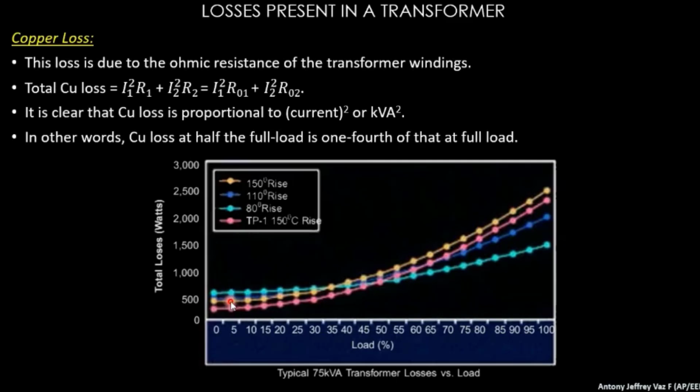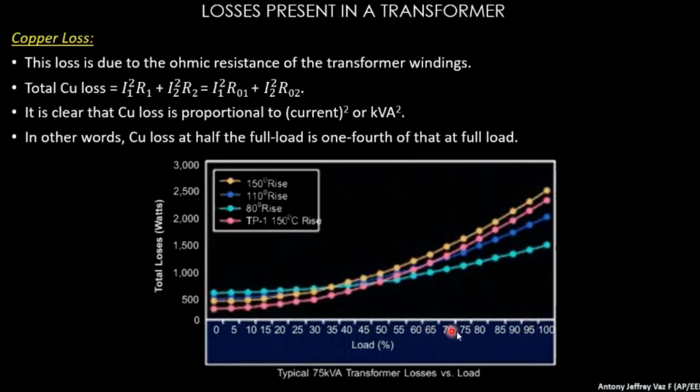This is the graph showing you the total losses present in the transformer. This is the graph of a 75 kVA transformer, and the graph is for losses versus load. This is the percentage increase in load, and this is the losses in watts. These are the temperature rise, and this is the graph which is shown.